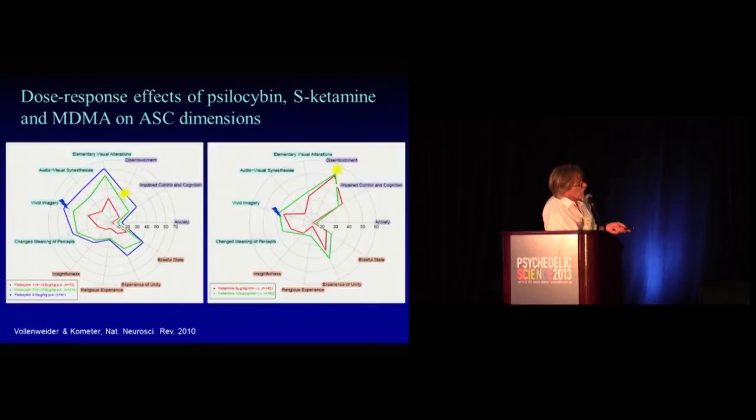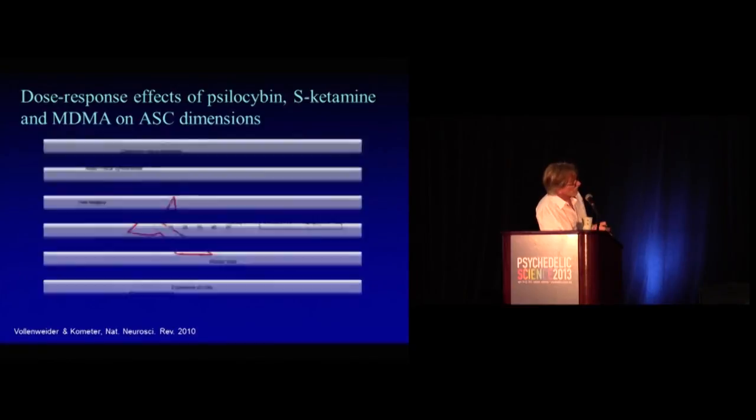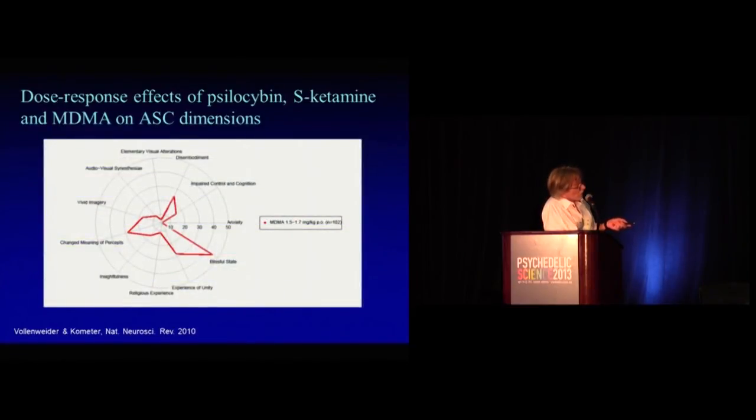You see on the left side such a kind of spider web where we gave different doses, and you can see that the alterations on the subdimensions depend on the dose. For instance, red is a low dose, a medium dose, blue is the highest dose in this set of data. On the right side, you have quite a different configuration. It is the effect of ketamine, different doses. And just as a comparison, MDMA gives a completely different picture with emphasis on emotional aspects like being in a blissful state and so on, but almost no effect on the visual scales like elementary or complex hallucinations.